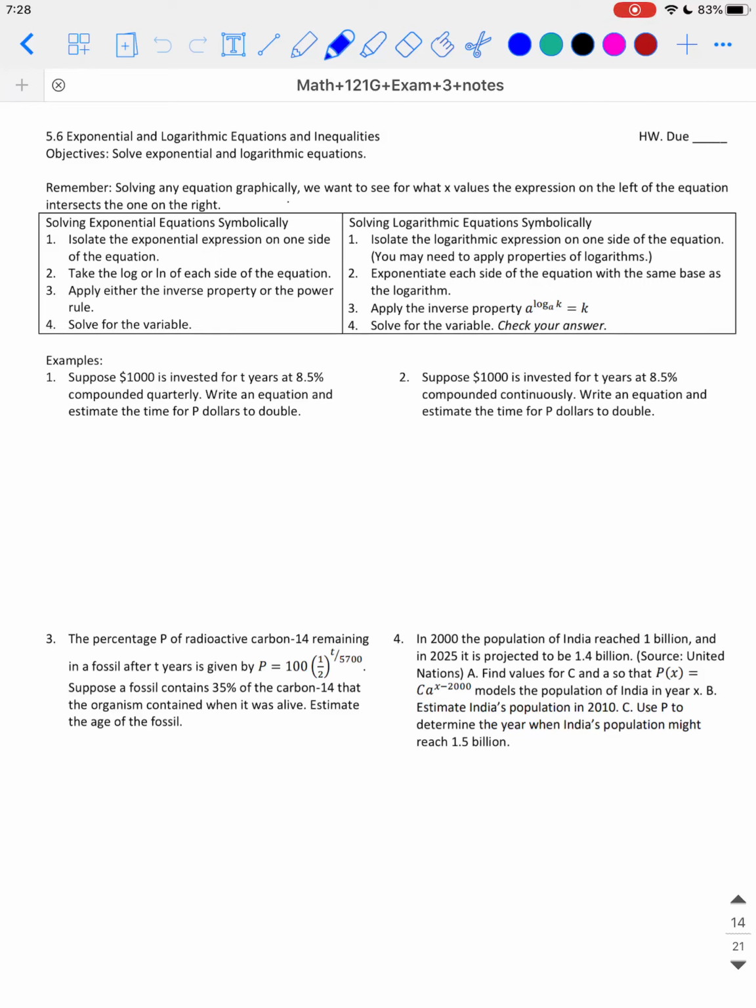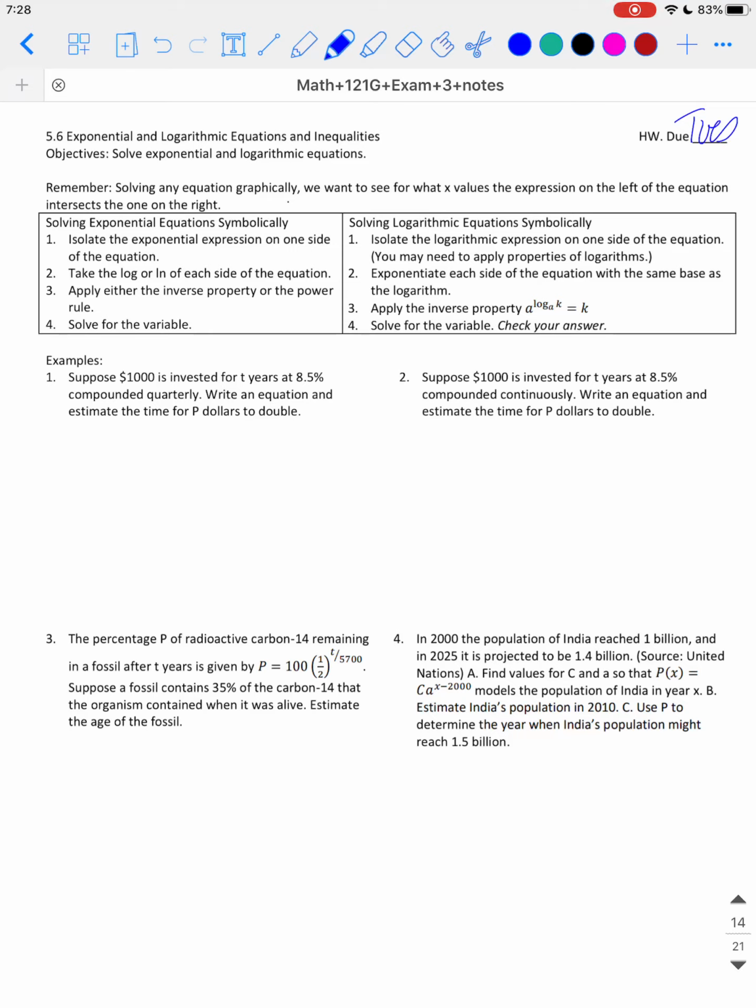Okay, so 5.6, exponential and logarithmic equations and inequalities. And we're going to solve them. So our homework is due on Tuesday. And I put here, remember, solving any equation graphically, we want to see for what x values the expression on the left of the equation intersects the one on the right.